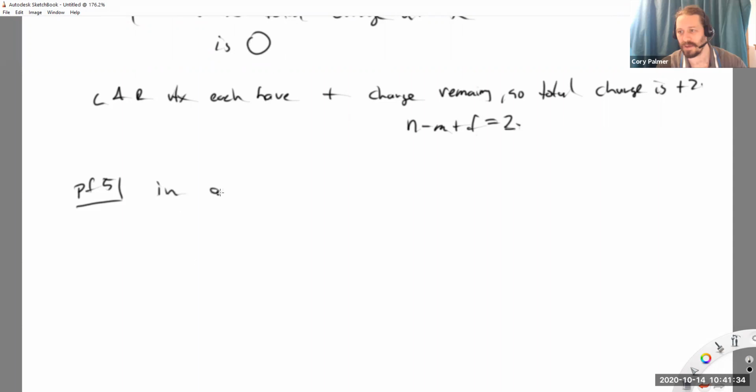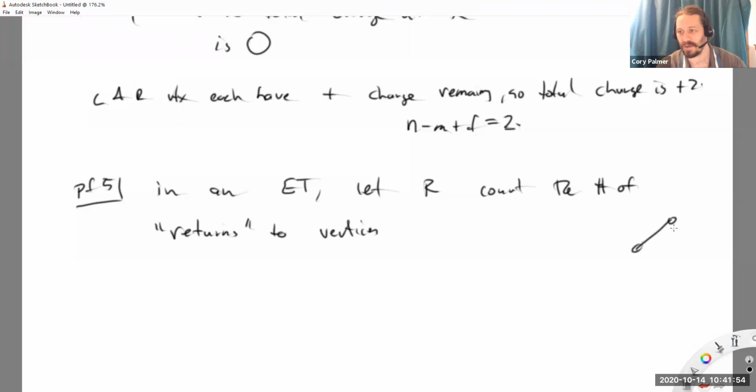Okay. So first, let's think about this. In an Euler tour, forget about planar graphs for a moment. I'm just going to make an observation about an Euler tour. Let R count the number of returns to vertices. So what do I mean by that? I don't have a ton of time here, but say my picture is something like this.